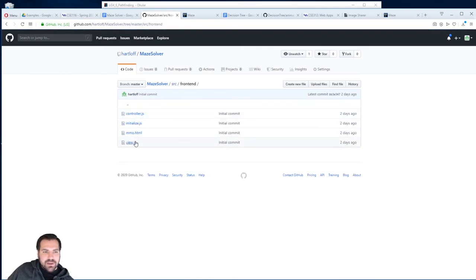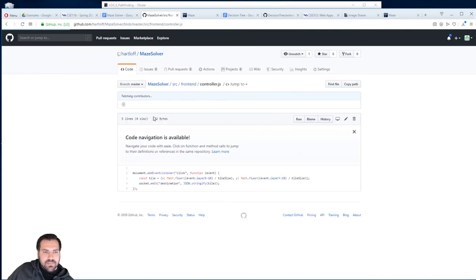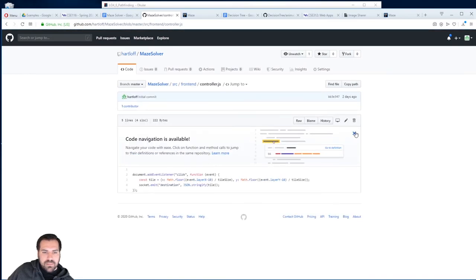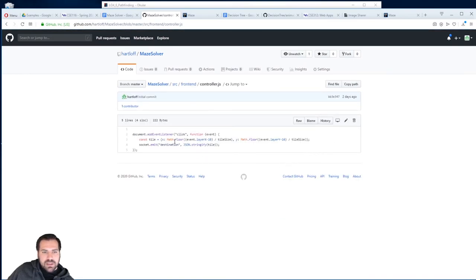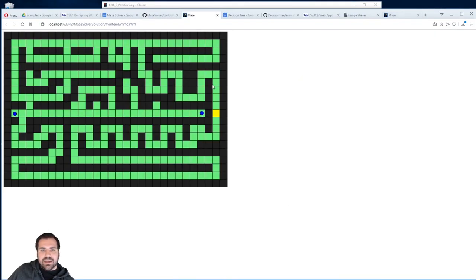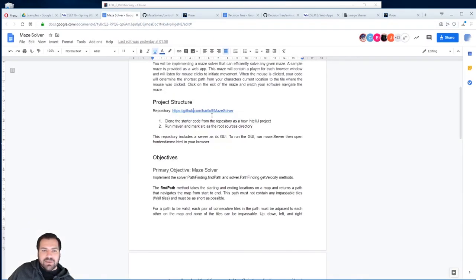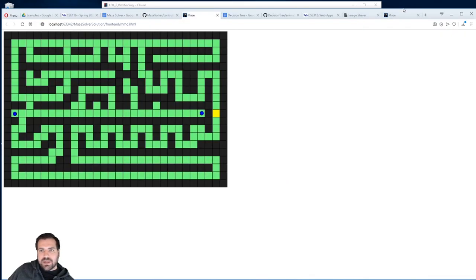Let's see if I can find it quickly. It takes the double values and figures out exactly what tile was clicked on based on that mouse click event, and then sends that tile to the server. By the time you get it in your code, it's just going to be a map tile with an XY.